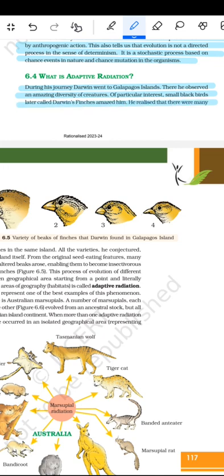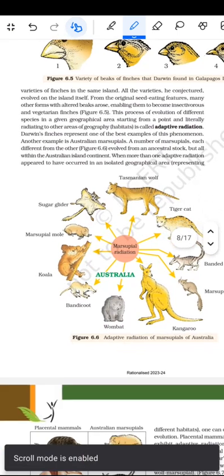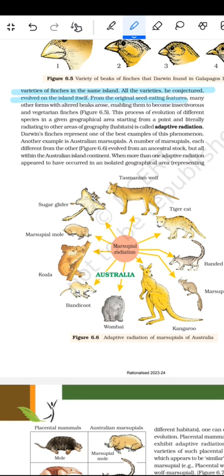He realized that there were many varieties of the finches in the same island. All the varieties, he conjectured, evolved on the island itself from the original seed-eating feature. Many other forms with altered beaks arose, enabling them to become insectivorous and vegetarian finches. This process of evolution of the different species in a given geographical area, starting from a point and naturally radiating to the other areas of the geography habitat, is called adaptive radiation. Darwin finches represent one of the best examples of this phenomenon.